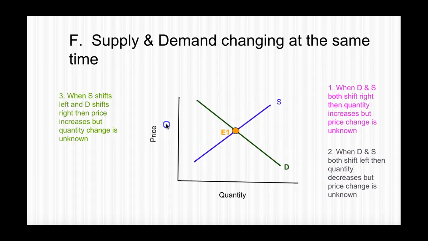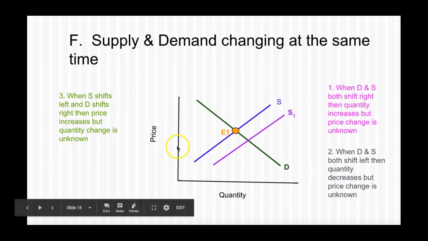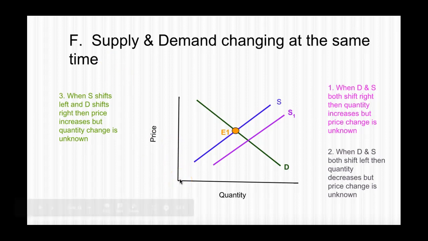Okay, let's try again. Let's say there is a right shift in supply. Maybe there is a better work environment for the workers, so it's going to cause a right shift in supply. But at the same time, consumers are expecting that the price is going to drop in the future, which is going to cause a left shift in demand. Now here's our new equilibrium.